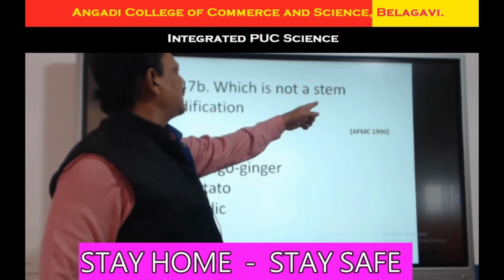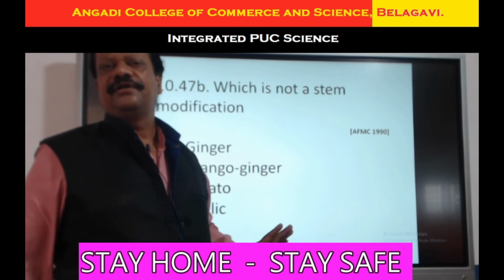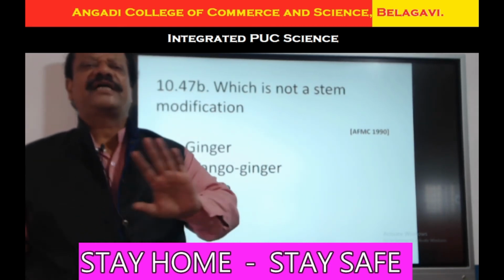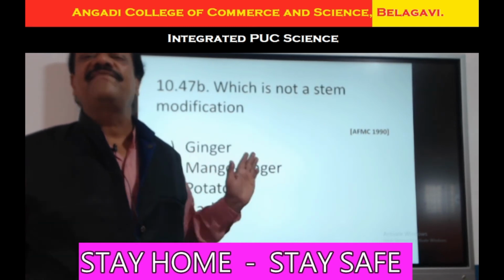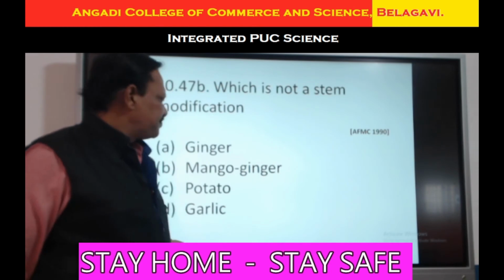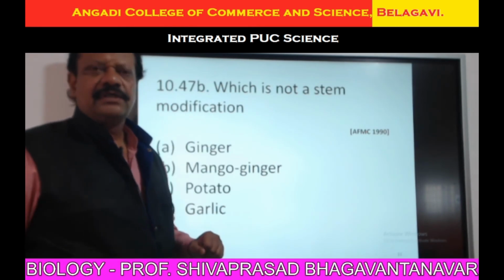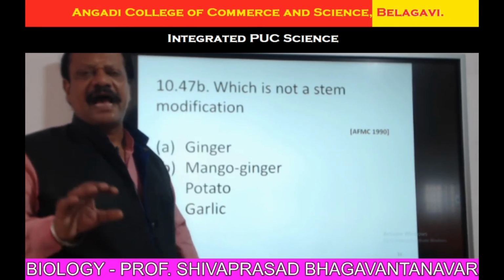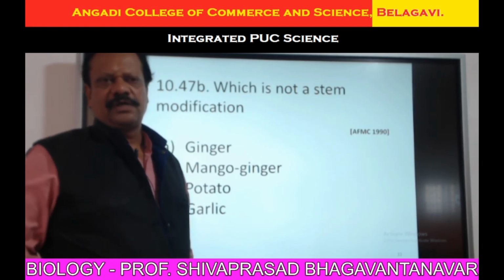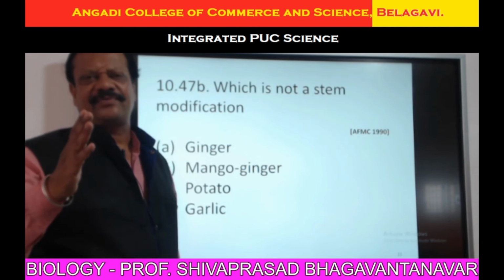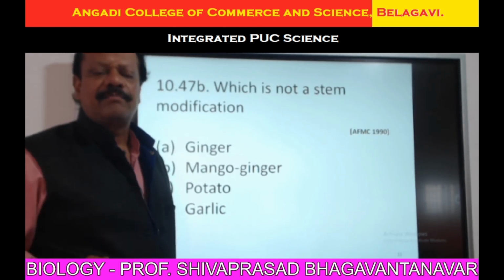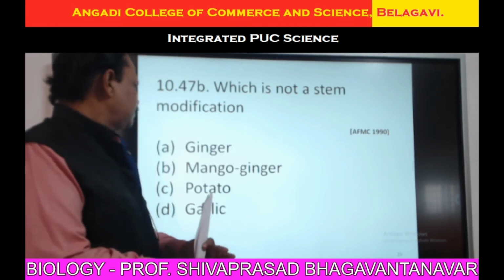Which is not a stem modification? Whatever options are given, one of them is not a stem modification. Which is that? We have to find it out. Now we'll go to the options. Ginger. Ginger, it is an underground stem, which we call a rhizome. And it is having nodes as well as internodes. From there, the new buds and other things are formed.